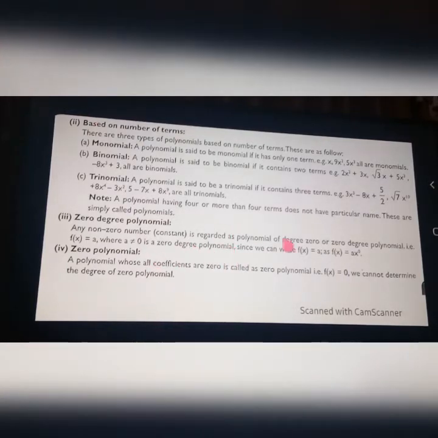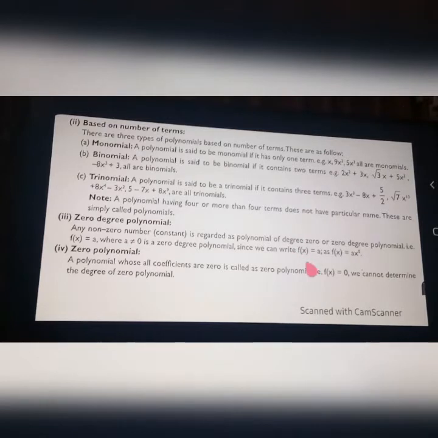Since we can write f of x is equal to a in the form f of x is equal to ax raised to 0. Any number raised to 0 is 1, as you have studied. Therefore, a into 1 is a. So what is the highest index here? 0. So what is the degree of this polynomial? 0 degree. So all the constant polynomials are 0 degree polynomials.